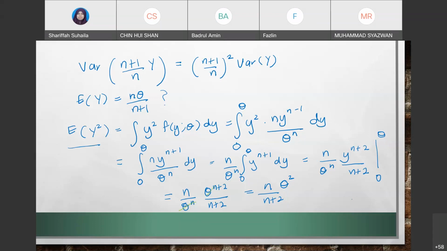And theta^(n+1). So sekarang ni saya nak dapatkan expected value of Y square. So Y square times your PDF, which is n y^(n-1) over theta^n, PDF of your largest order statistic. So simplify kan, n y^(n+1) over theta^n. So carry out n over theta^n. So just integrate y^(n+1), y^(n+2) over n plus 2. Substitute. So you get ini.